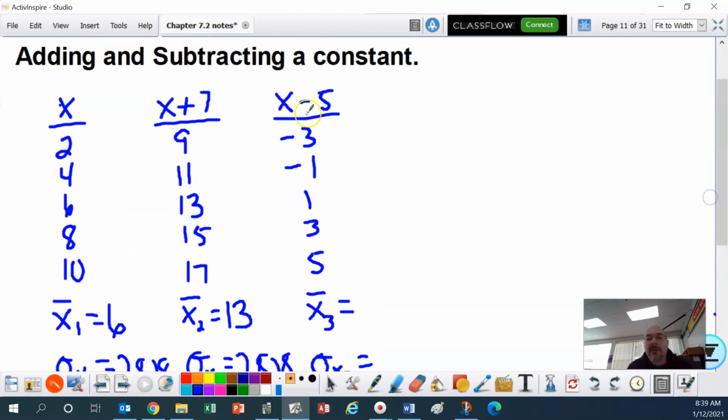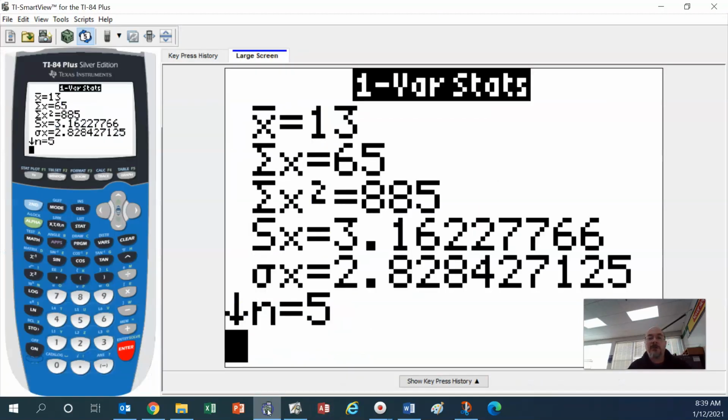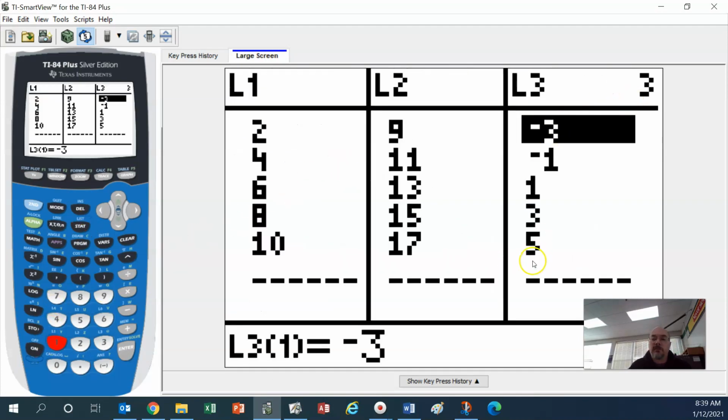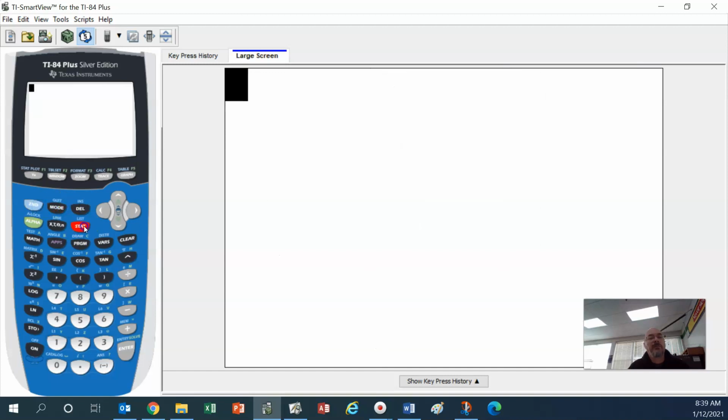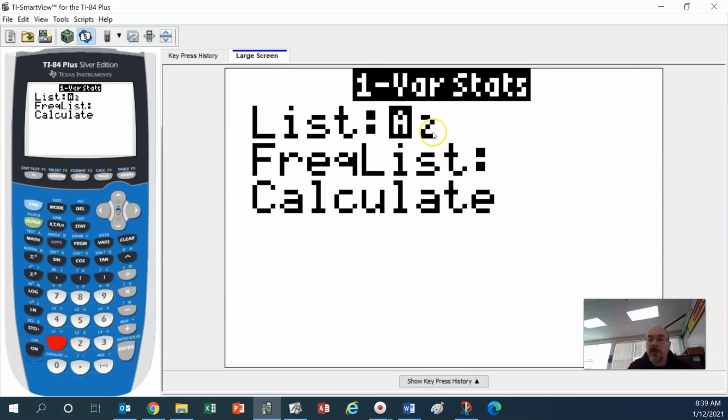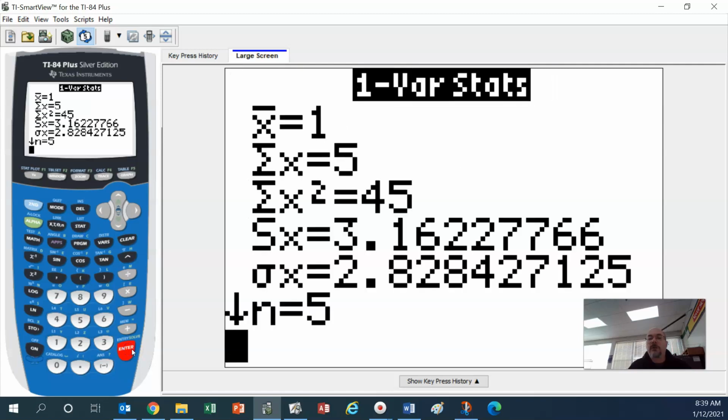Okay, how about subtracting 5 from each x value? I think you know what's going to happen here, right? Again, I've already typed those numbers into list 3. So I'm going to go to stat, calculate, pick number 1. I'm going to tell my calculator to go to list 3, so second, number 3, and let's take a look. Well, the mean is now 1, and the standard deviation did not change.